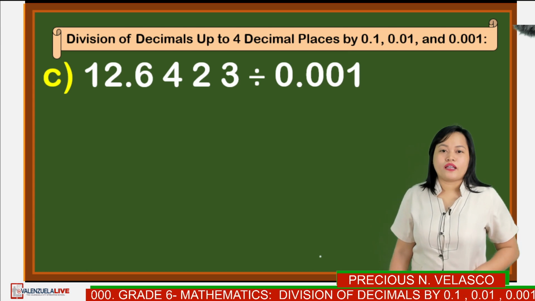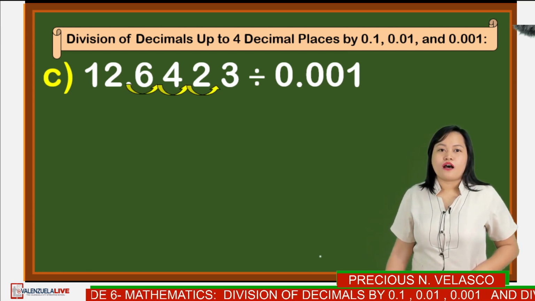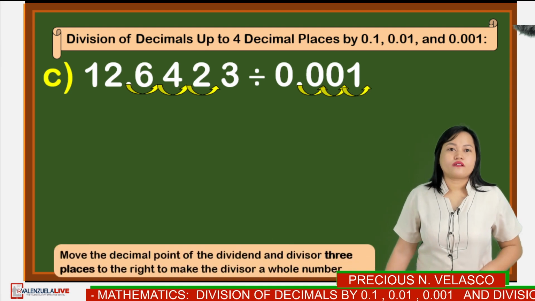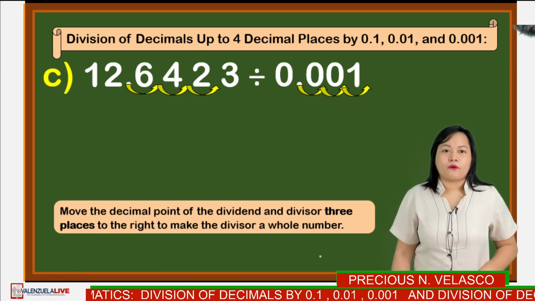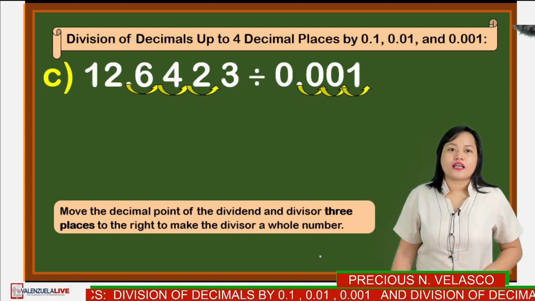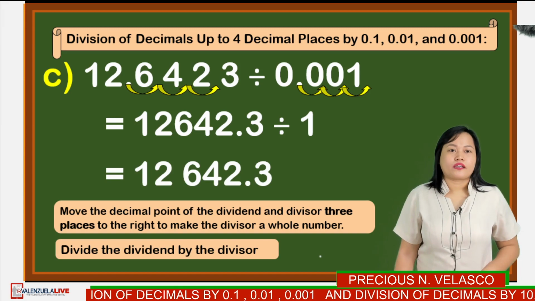The last one. So for this one, our divisor is 1,000. So we are going to move our decimal point of the dividend and the divisor 3 places to the right to make the divisor a whole number. Okay?